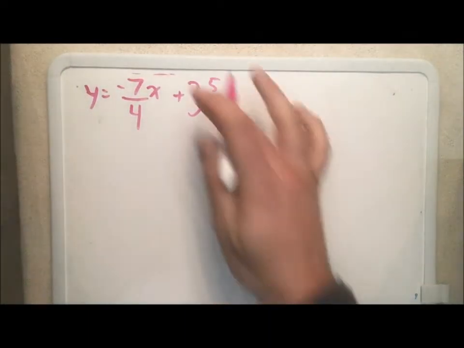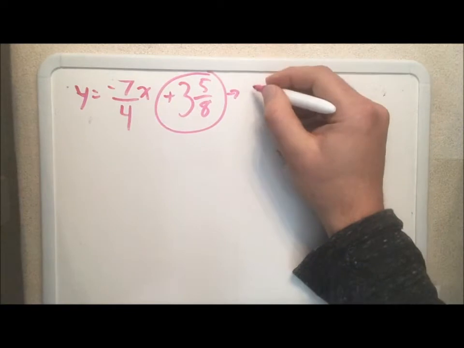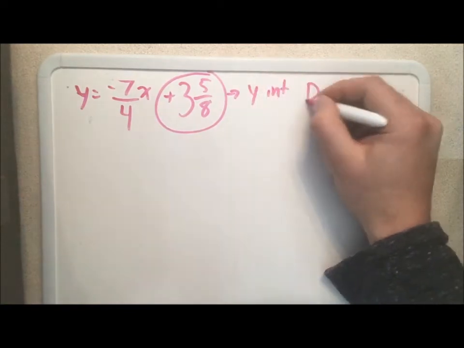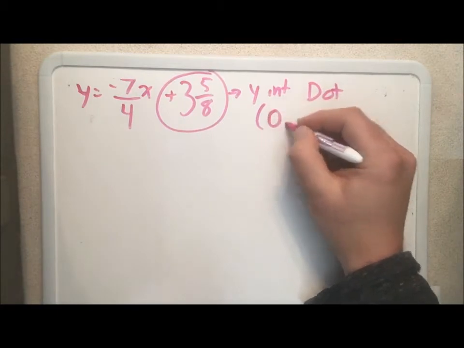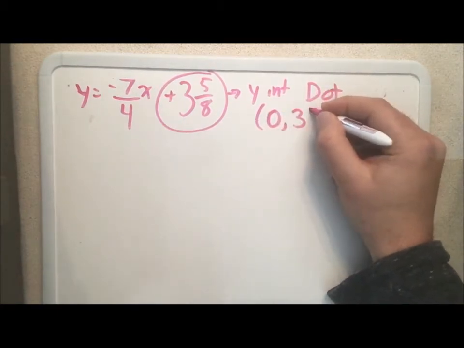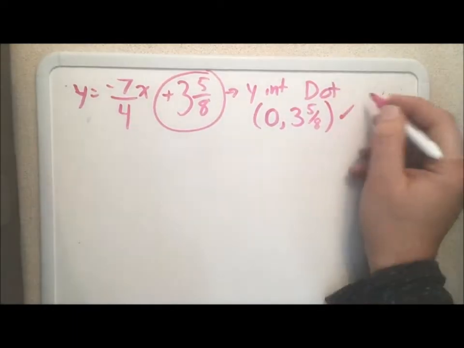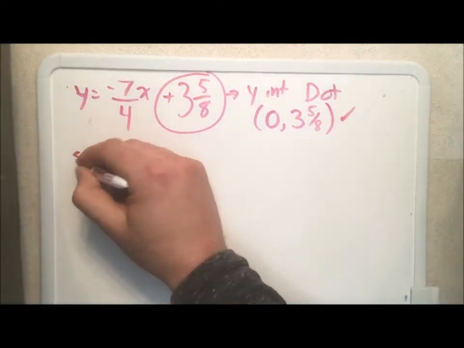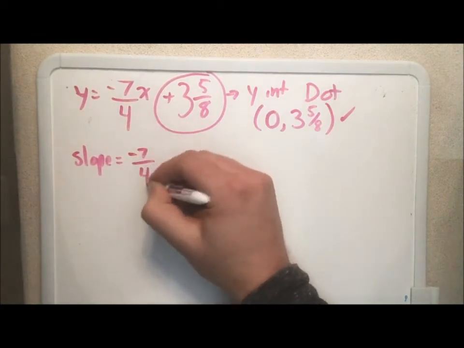All right, so here we go with this next question. First things first, that's our y-intercept. That is a dot, and the coordinates of the dot are this. The x value is 0, and the y value is exactly what that number is, 3 5/8. So there's some free information for us. What's our slope? Our slope is rise over run, which happens to be 7/4.